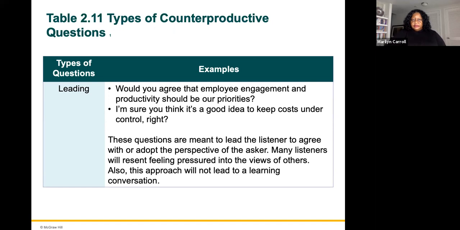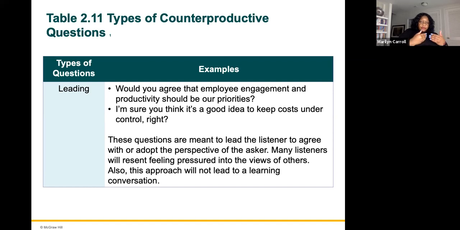Great. Now, as we continue with types of counterproductive questions, here are some leading questions. Example, would you agree that employee engagement and productivity should be our priorities? I'm sure you think it's a good idea to keep costs under control, right? These questions are meant to lead the listener to agree with or adopt the perspective of the asker. Many listeners will resent feeling pressured into the views of others. Also, this approach will not lead to a learning conversation.